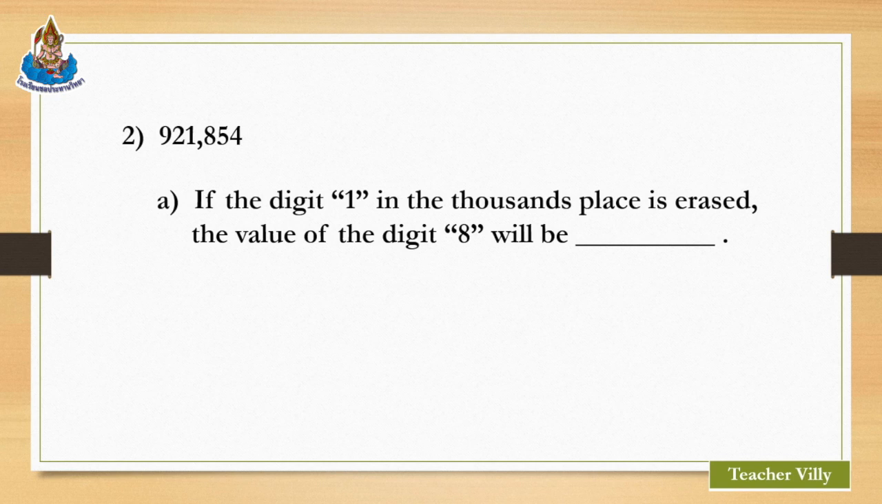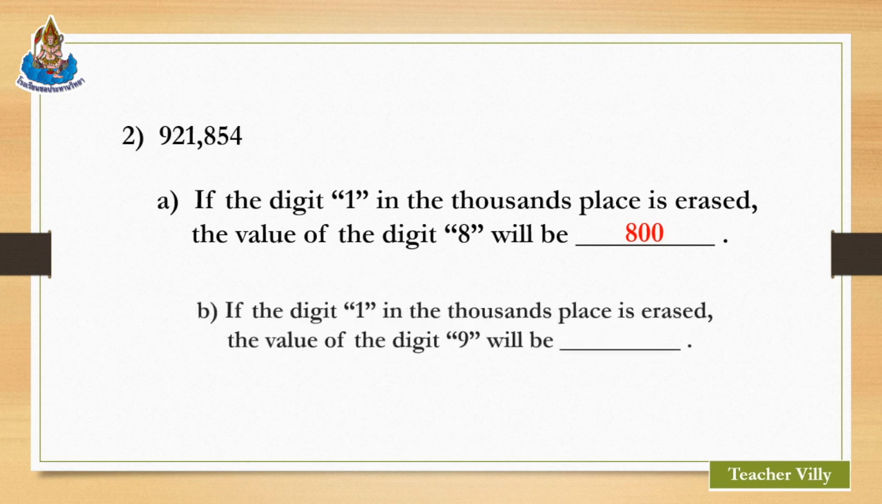Alright, so let us check your answer. Ready? If the digit 1 in the thousands place is erased, the value of the digit 8 will be 800. Very good. Letter B.